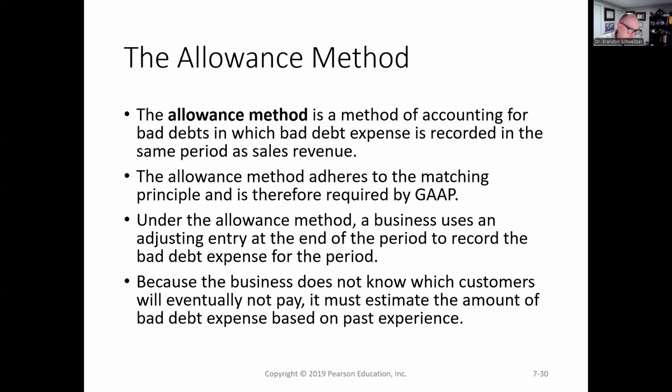So under the allowance method, the company uses an adjusting entry at the end of the accounting period. We debit the bad debt expense and we credit an account for the allowance for doubtful accounts or allowance for uncollectible accounts. That's another name for it. And again, we're estimating that a certain percentage of our credit sales, meaning our account receivable sales, are going to be uncollectible at some point in the future.